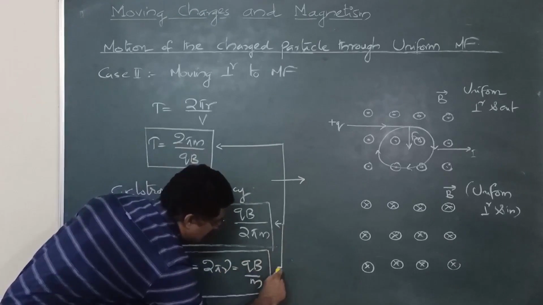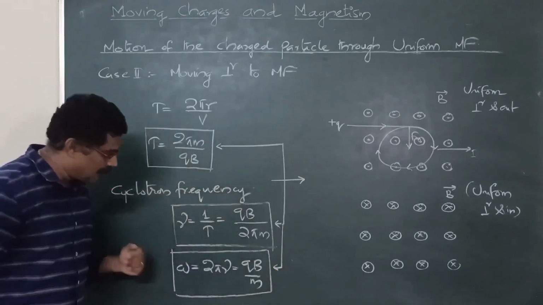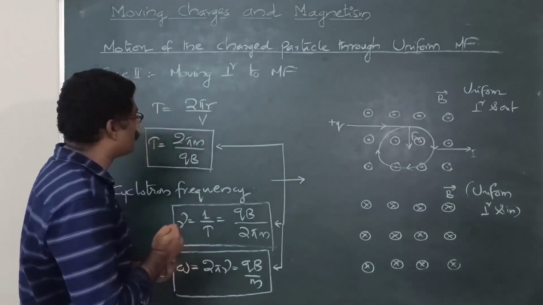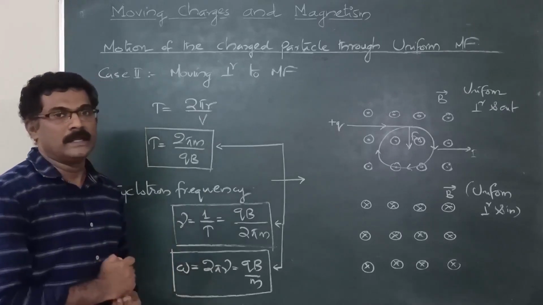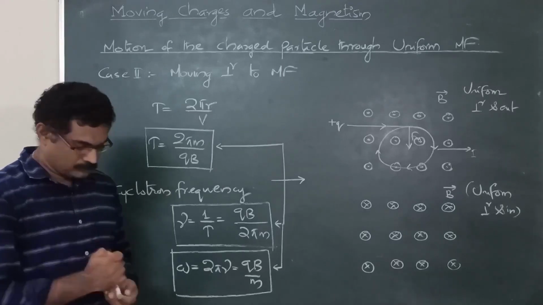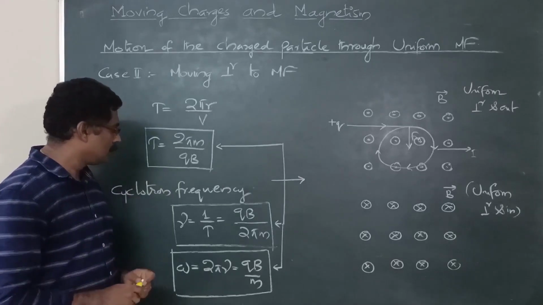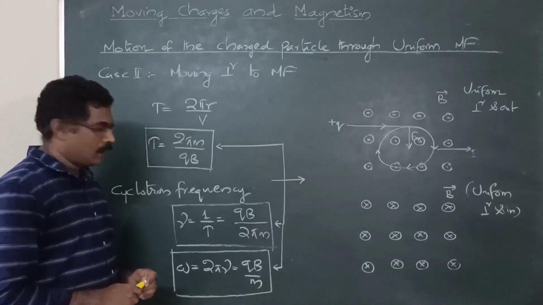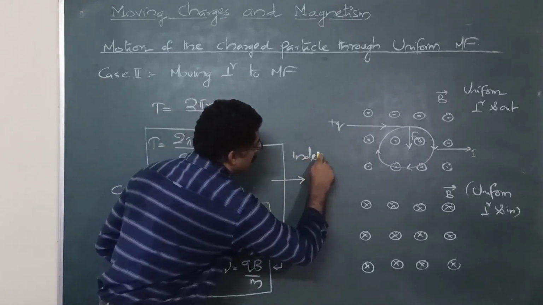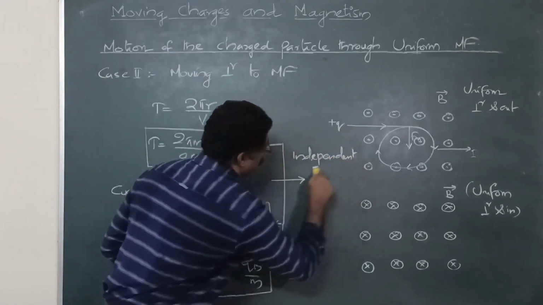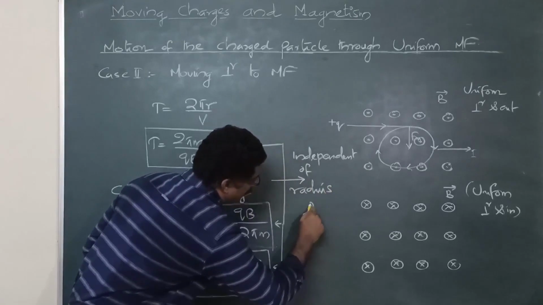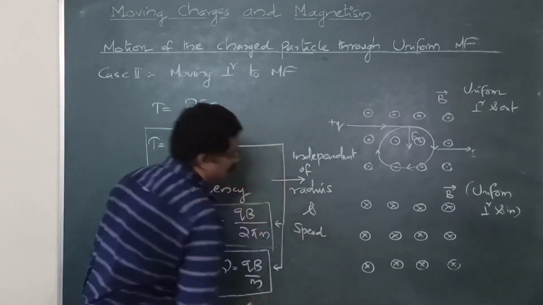All these three, time period, frequency and angular frequency, are independent of what is not coming in this equation. R is not coming, the radius is not coming, and also the speed of the particle. So you can say they are independent of the radius of the circular path and the speed of the particle.